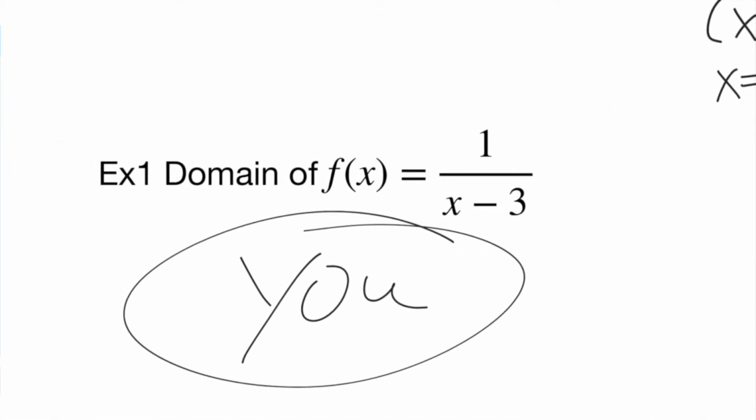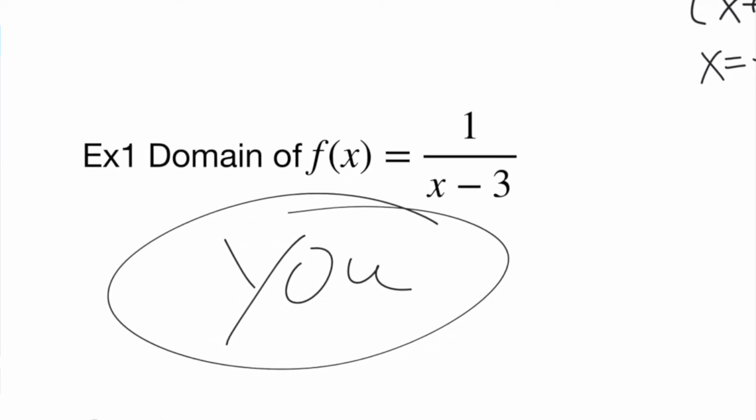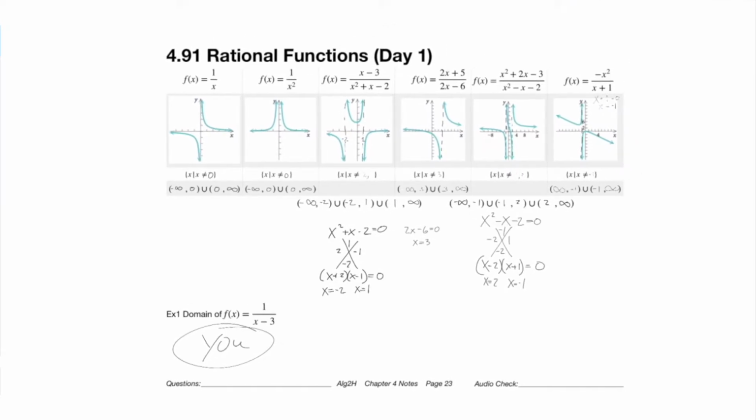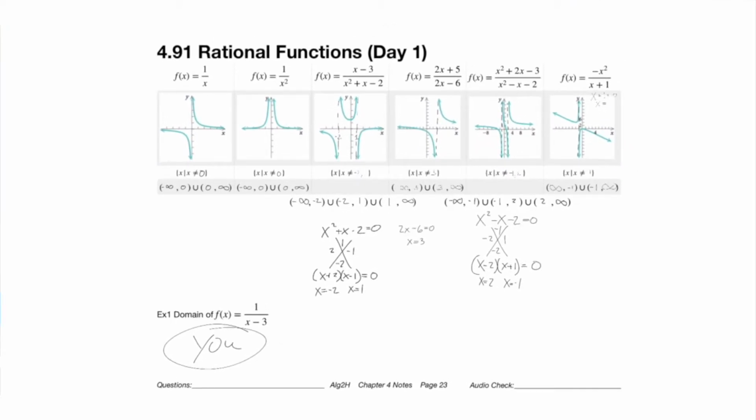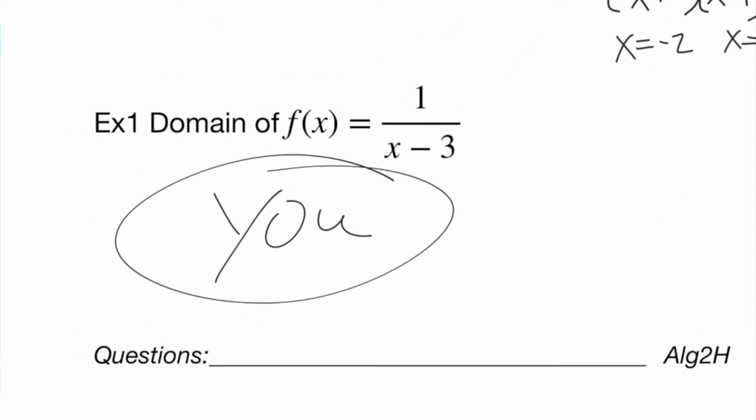So I want you to do the same thing. I want you to find the domain of f of x equals 1 over x minus 3. It's going to be kind of similar to, say, this one or this one. You don't have to graph it. I just want you to say in set notation and in interval notation what the domains would be.